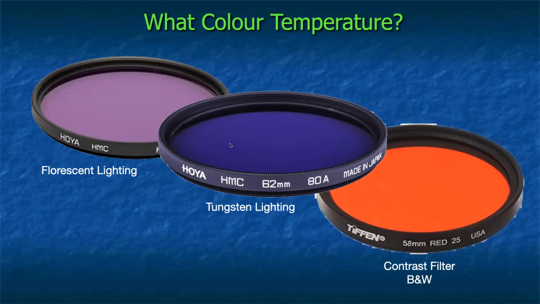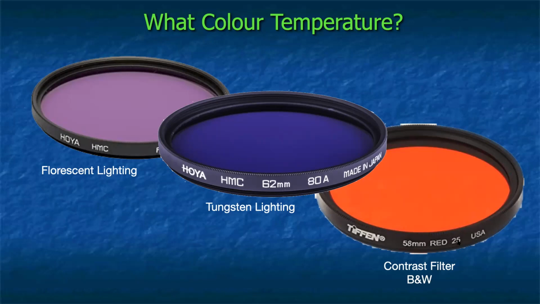Tungsten or incandescent light bulbs came out very orange. So blue would be the opposite of the orange or amber, and it would neutralize it, and it was known as an 80A filter. Then we had other filters called red, and this one says red 25. This is a very specific filter, more for black and white film photography. We don't use this for digital anymore, but it was a contrast filter.